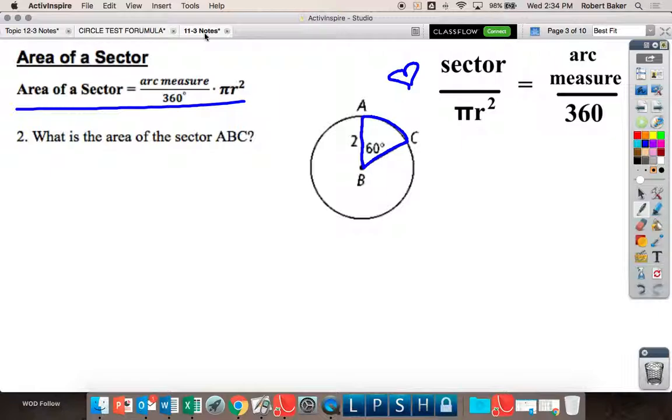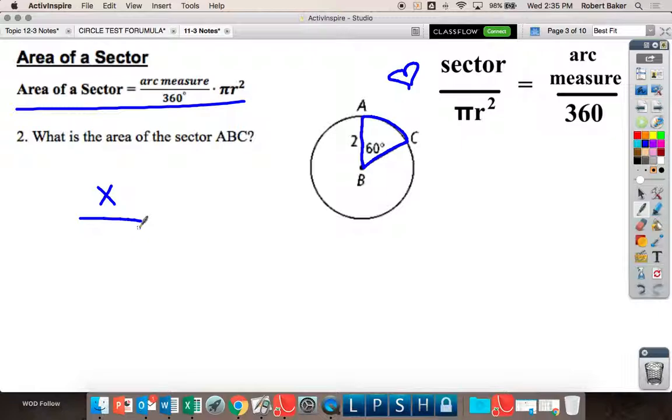We're trying to calculate the area of sector ABC. That is highlighted in blue. What is the area of that sector? 4 pi. I don't know. What do you call I don't know in math? X. What is the area of the sector? I don't know, aka X.